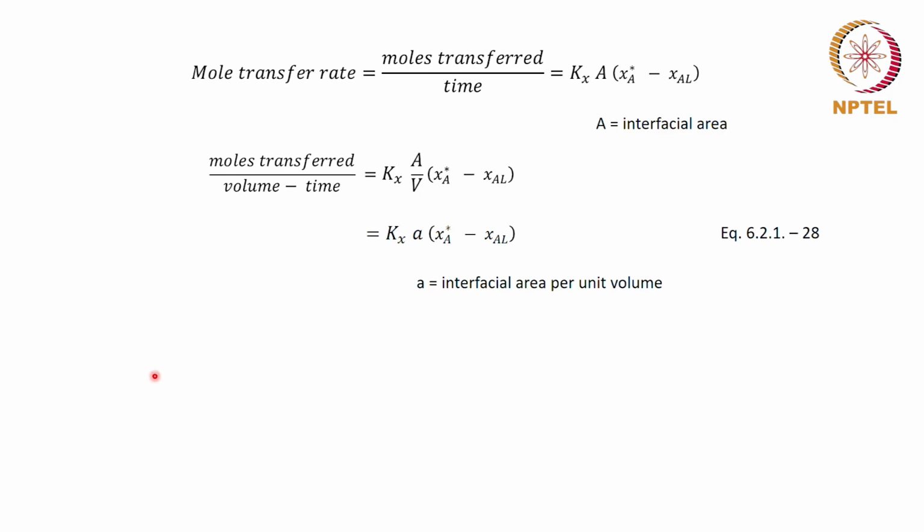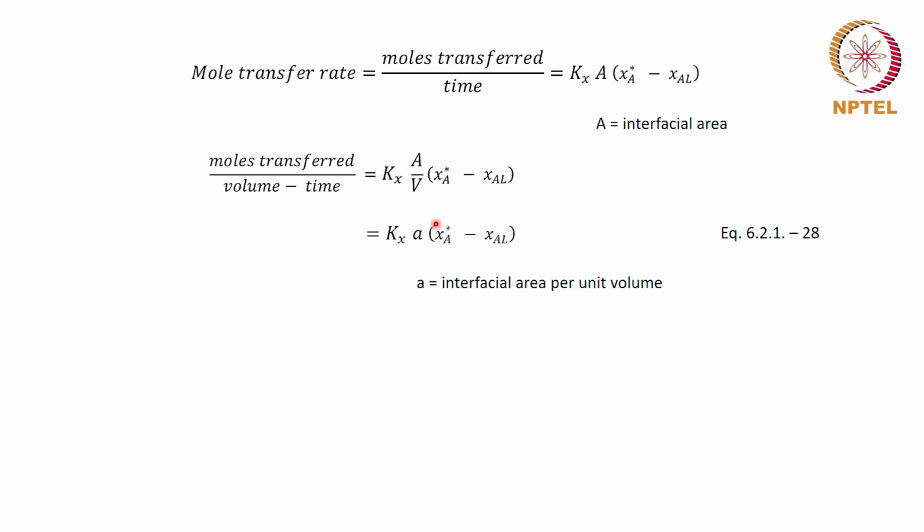Welcome back. We are looking at a transfer coefficient approach. We had taken the specific example of oxygen transfer in bioreactors, oxygen supply to bioreactors. After a lot of discussion, we have come up with this formulation. The moles transferred per unit volume per time is a certain Kxa times Xa star minus Xal.